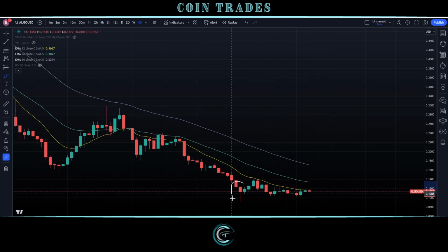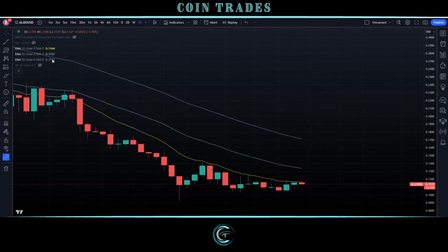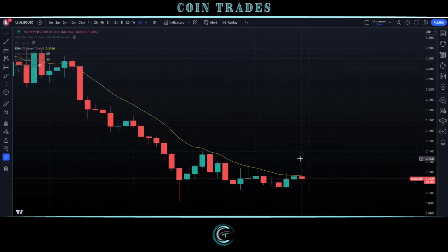So again, ever since our all-time low came in back in the middle of June, we've been seeing a very nice trend to the downside following this 12-period exponential moving average. This is going to be one of the things that we need to see break first. If we turn off the 26 and 50, you can look at this level pretty nicely. Right now, on the current candle, the 12-period EMA is coming in at 11.64.